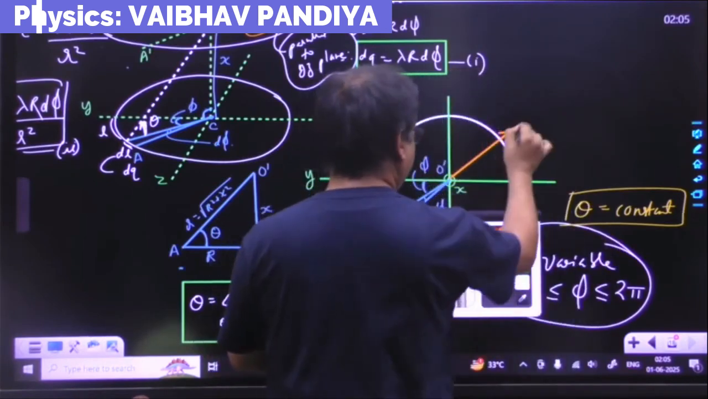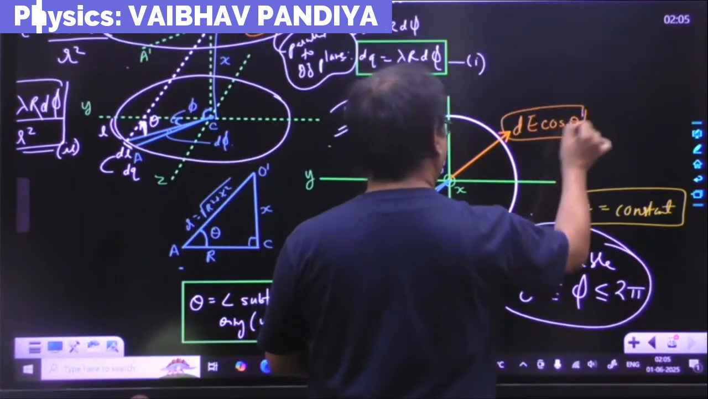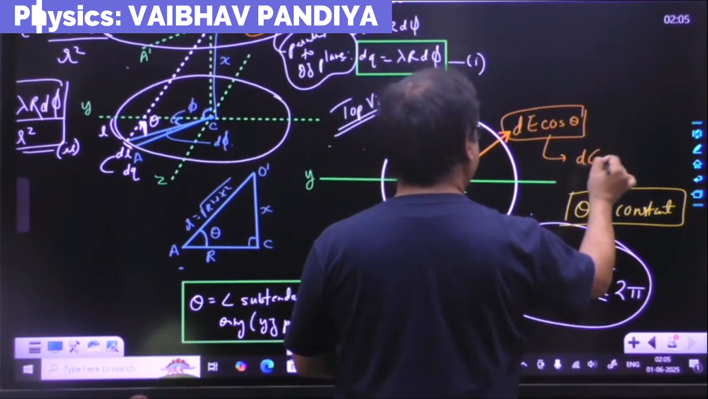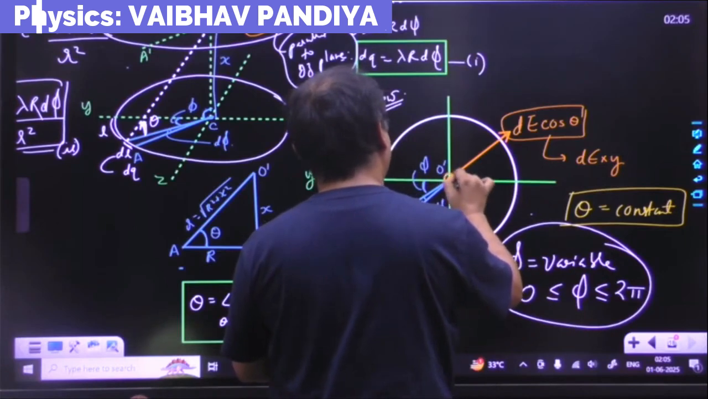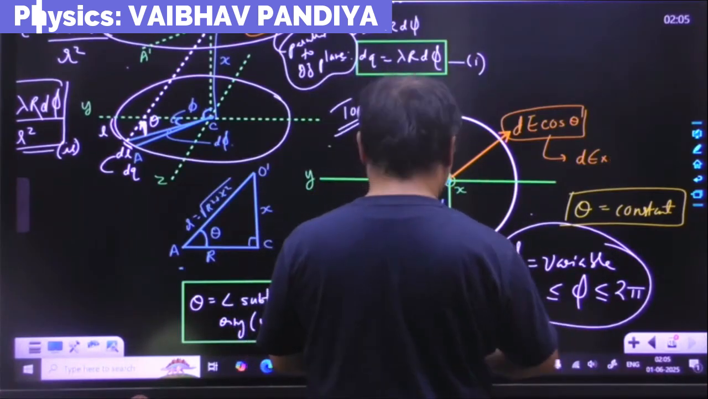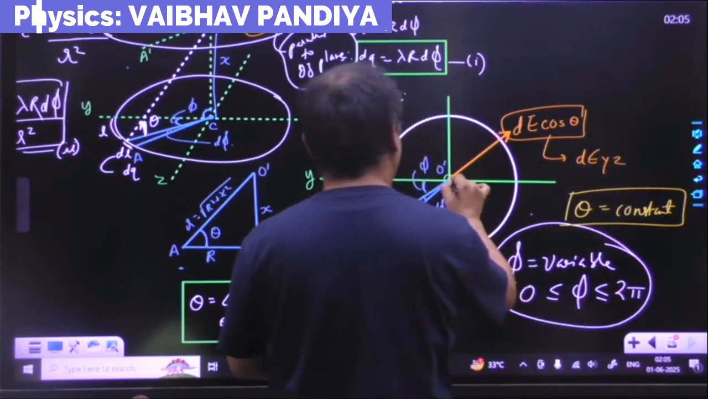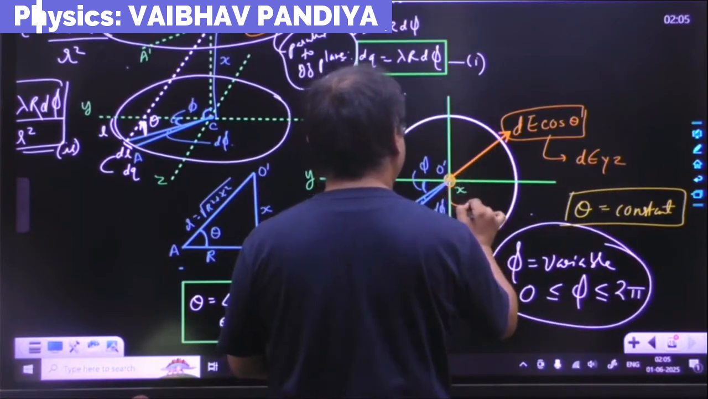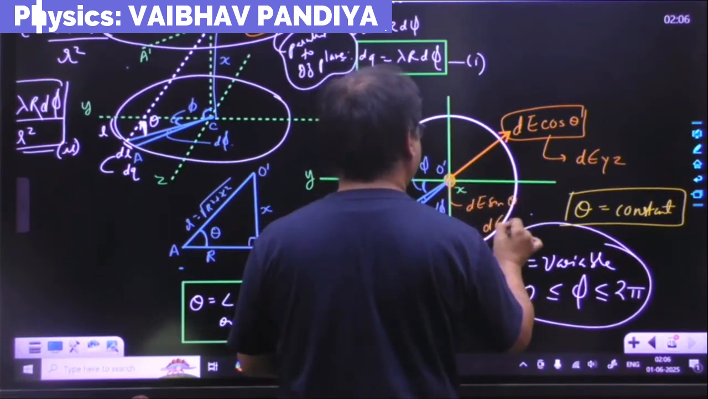This is the component dE cos theta, and this component is coming in the YZ plane. And dE sin theta is coming along the x-axis, which I am writing as dEx.